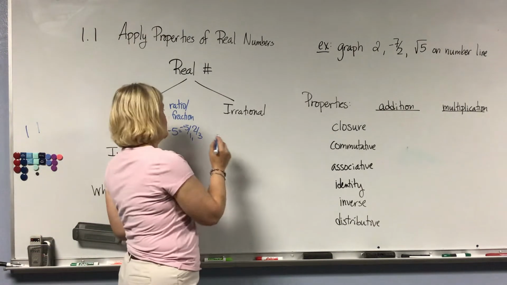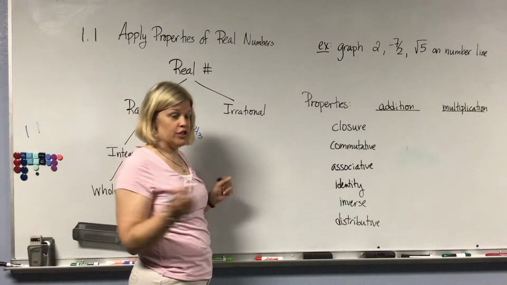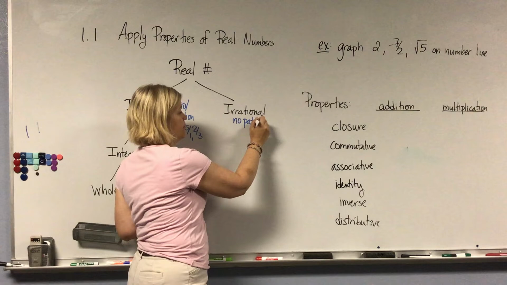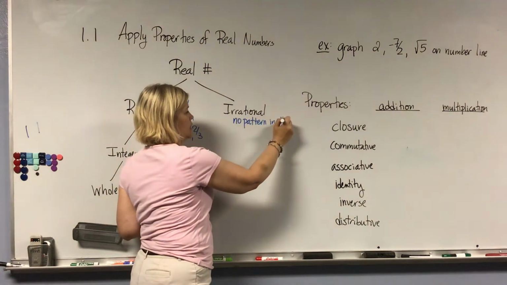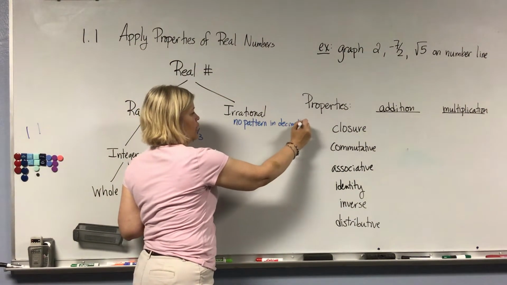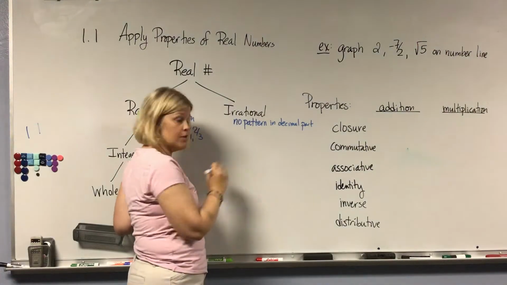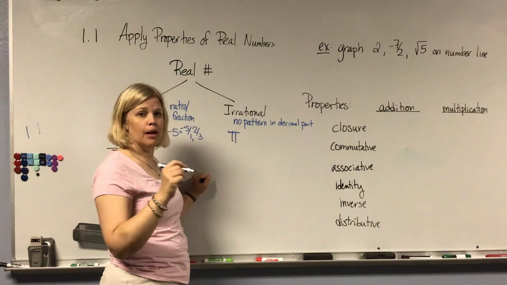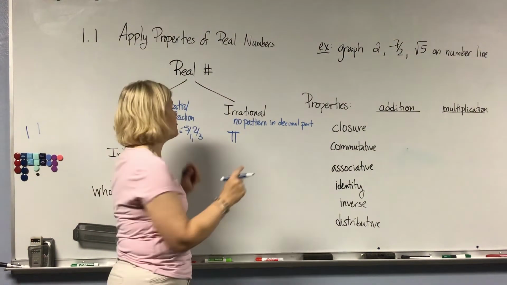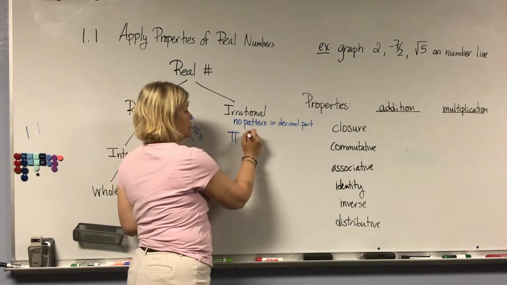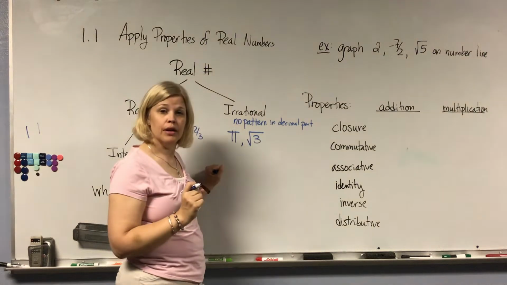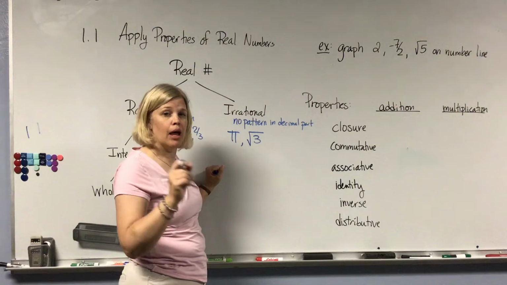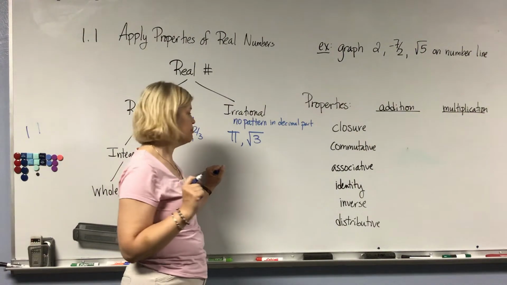Irrational means that you can't write it as a fraction. In other words, there is no pattern in the decimal part. So maybe you've heard of pi, 3.14159 and it just keeps going. You might have seen things like square root of 3. If you put that in your calculator, it would say 1.73 and so on, no pattern.